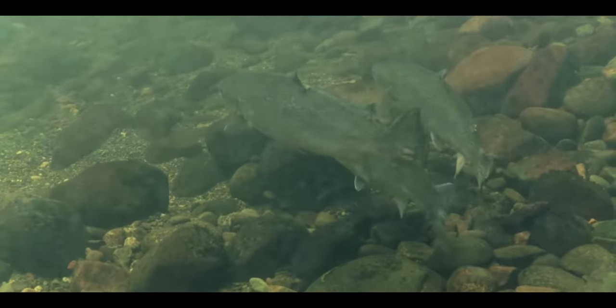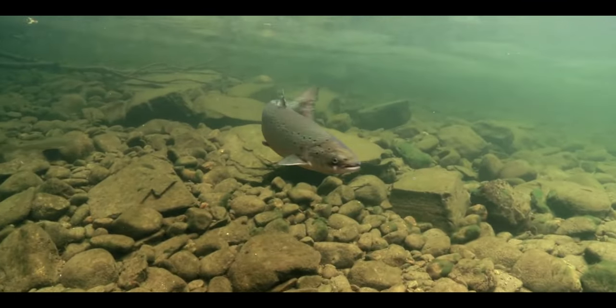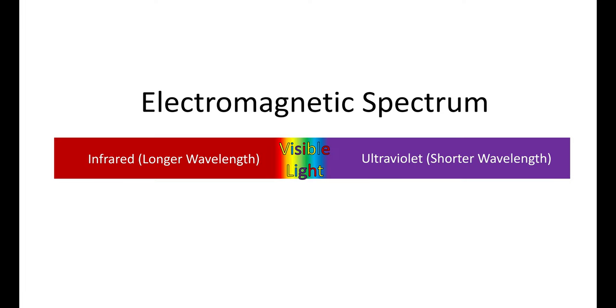So in order to understand how our presentations look underwater, we first need to understand how light behaves underwater. Light is simply radiation that comes in the form of electromagnetic energy. It travels in the form of waves and is characterized by the distance between these waves, which is simply known as its wavelength. The electromagnetic spectrum represents all possible wavelengths of light.